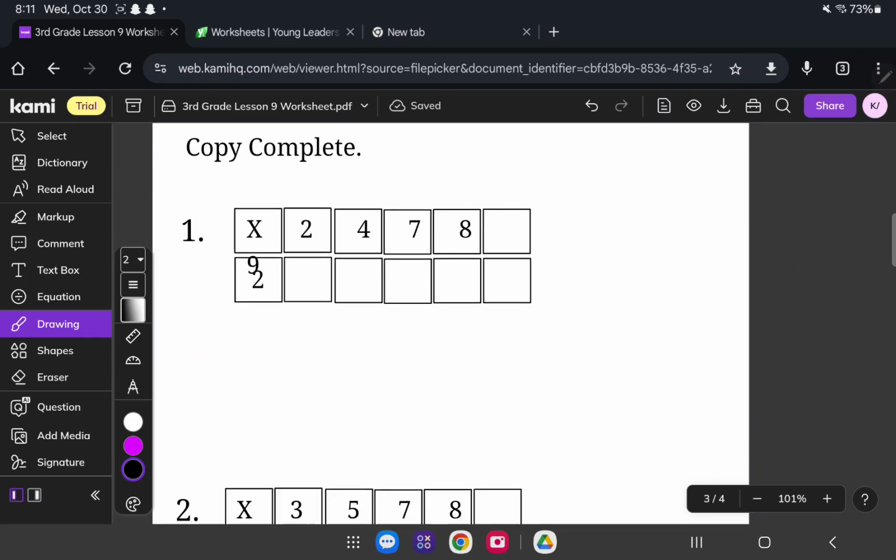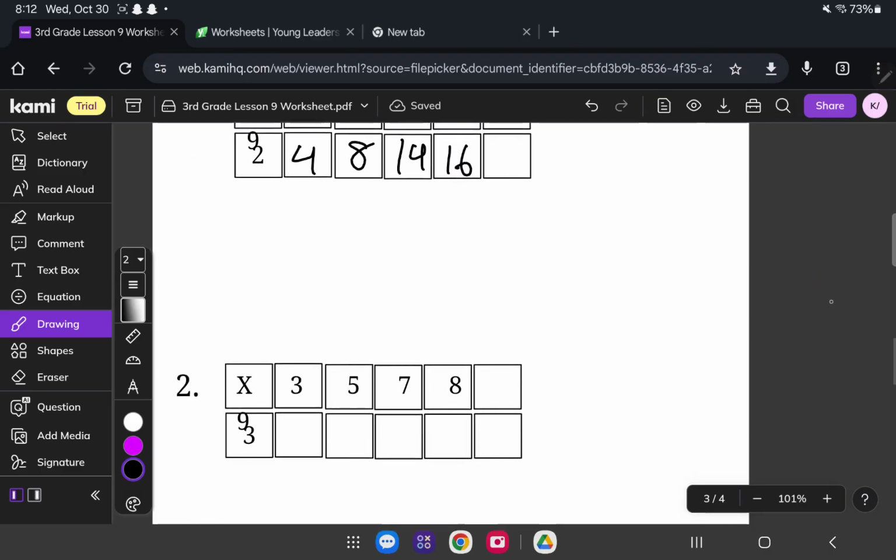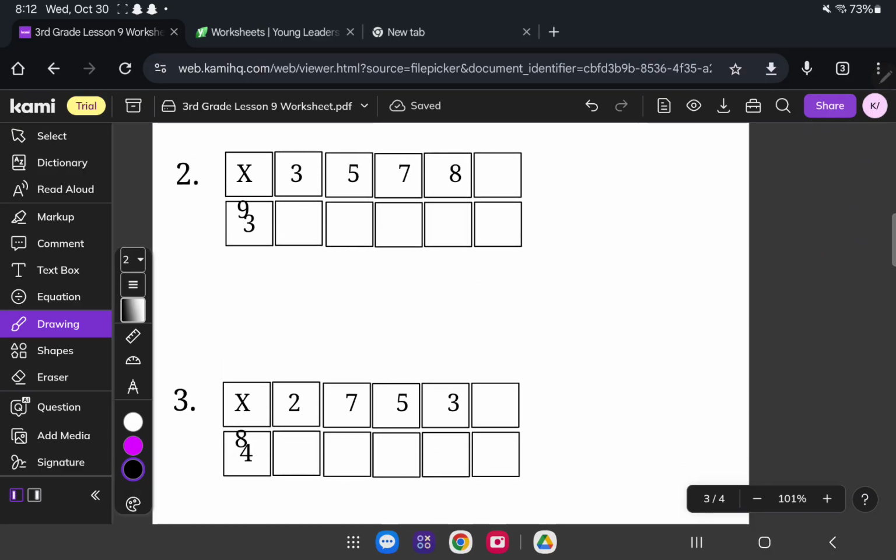Complete. Alright, here we have to multiply these numbers together. So here 2 times 2 would be 4, 2 times 4 would be 8, 2 times 7 would be 14, and then 8 times 2 would be 16. Here we have 3 and 3, so 3 times 3 is 9, 3 times 5 is 15, 3 times 7 is 21, and then 3 times 8 is 24.